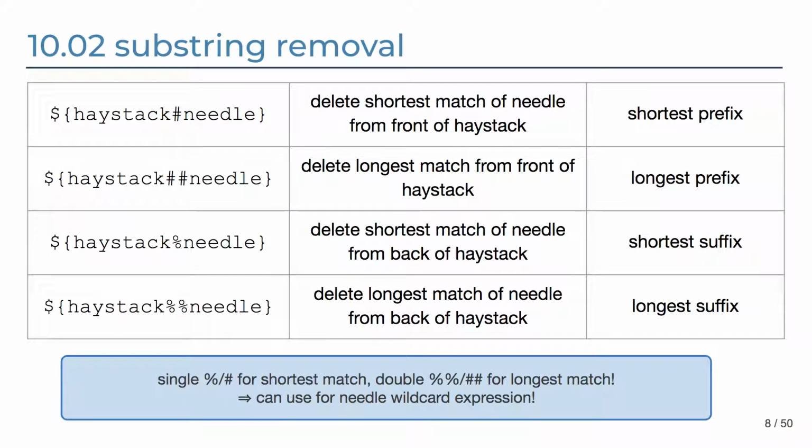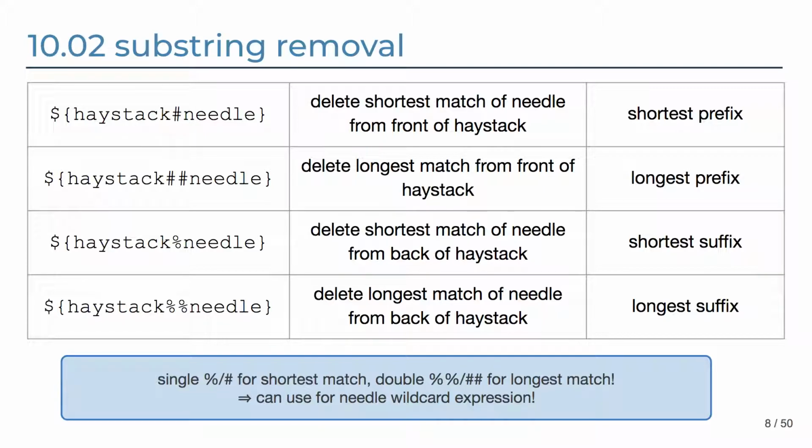All right, then let's go to some more advanced topics, and that is substring removal. What Bash basically provides is 4 ways we can remove a substring from a string. How it works is we have a string, here called haystack, and then we give it a needle, and depending on how we specify the operation before the needle, using a pound sign, a double pound sign, or the percentage sign, it does a match of the needle either from the front or the back of the haystack.